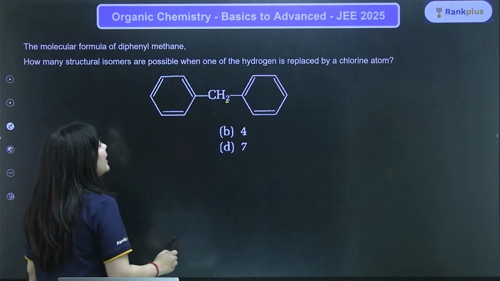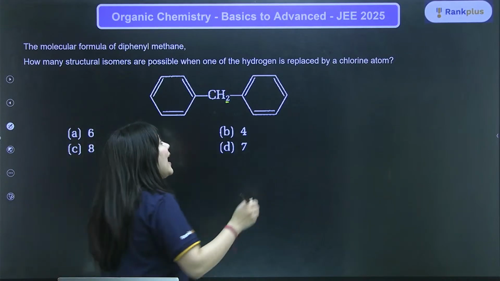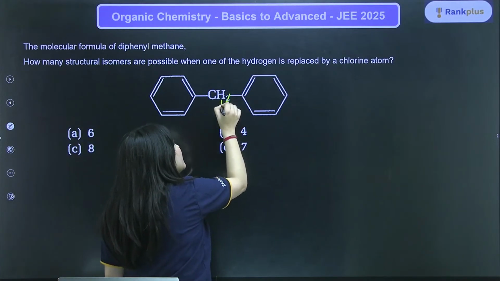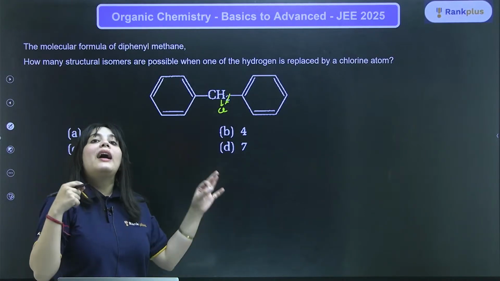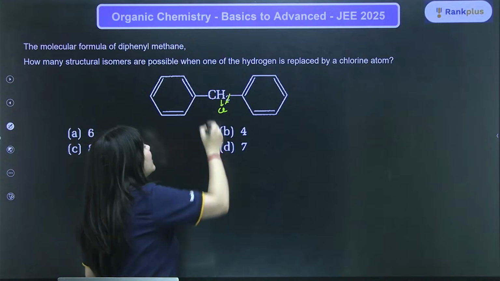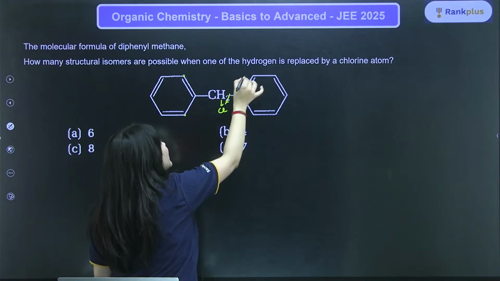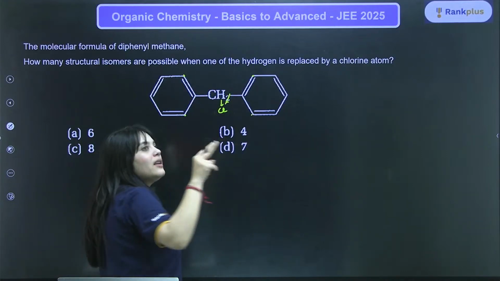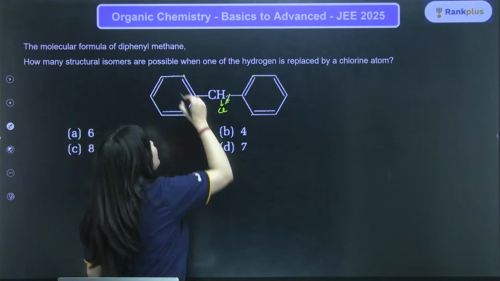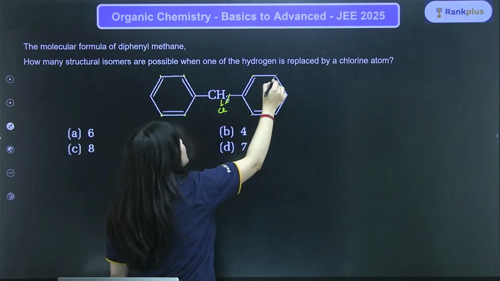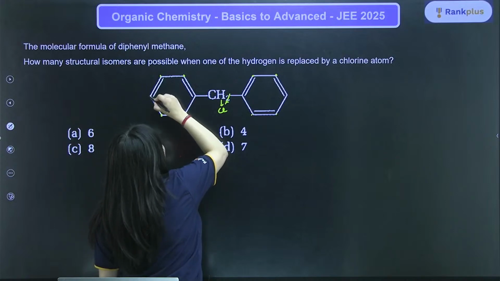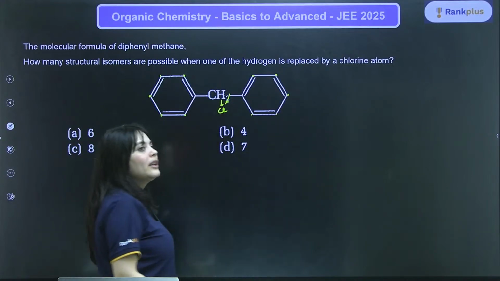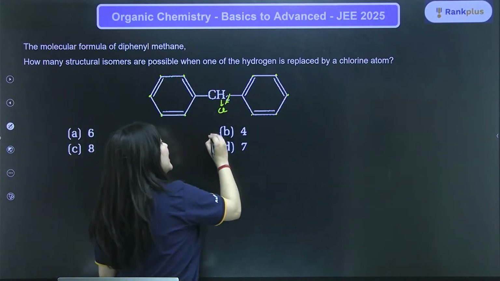So what will happen over here? So what can happen? I can either replace this hydrogen with chlorine, right? So this would be one isomer. What other thing can I do? I can replace all the ortho positions with the chlorine atom. So this would be the second isomer. Or I can replace all the meta positions with chlorine. So it will be the third isomer. The fourth kind is where I replace the para position with chlorine. It would be the fourth isomer. So the correct answer is 4.